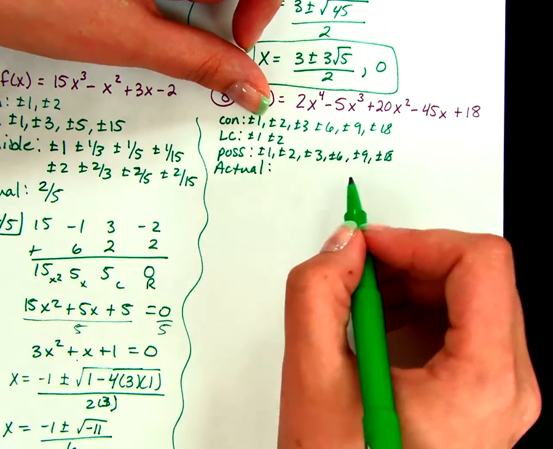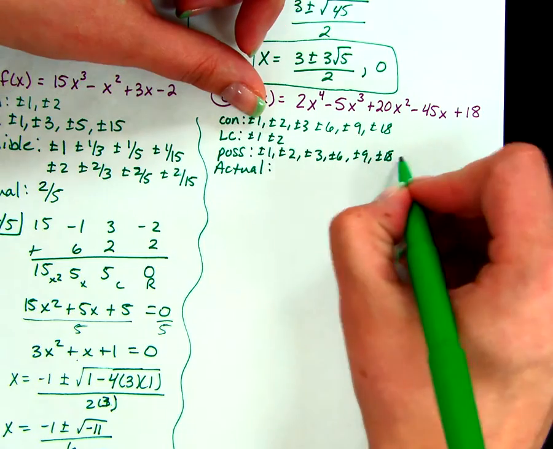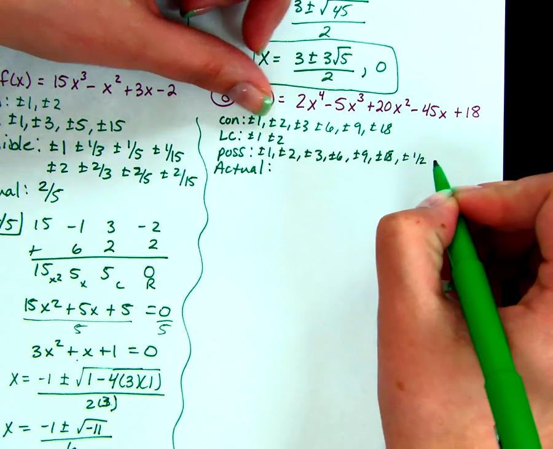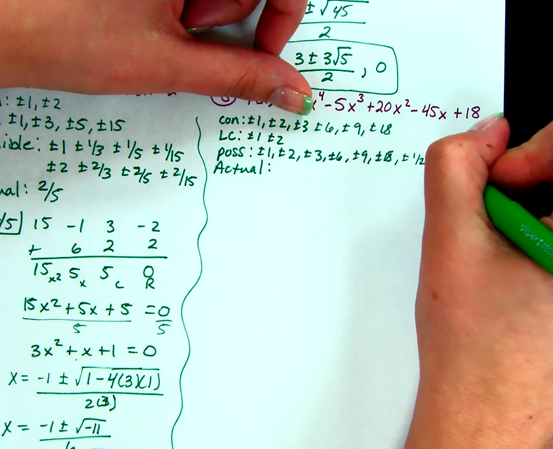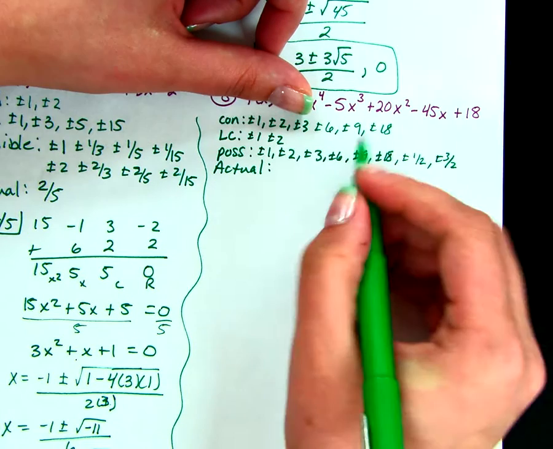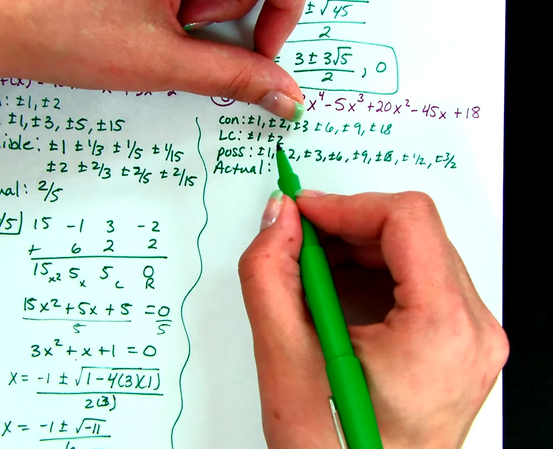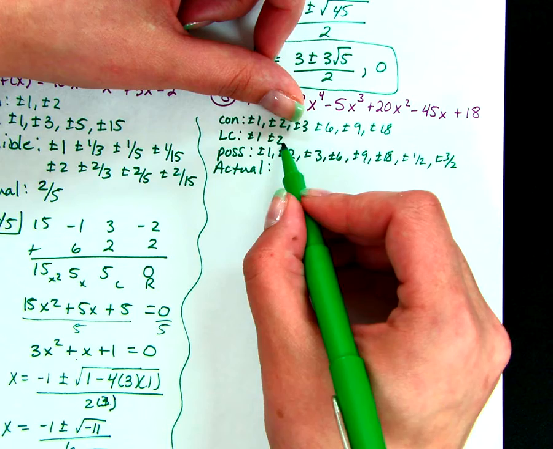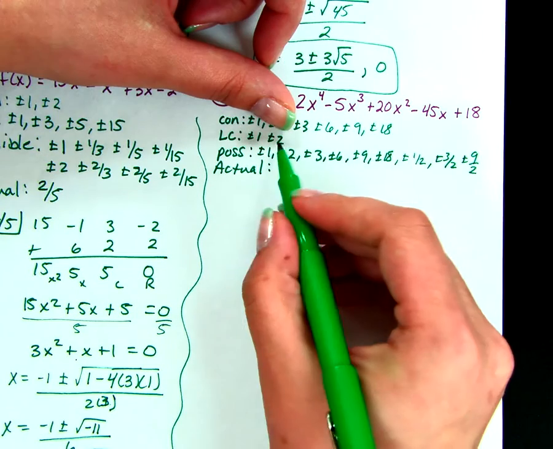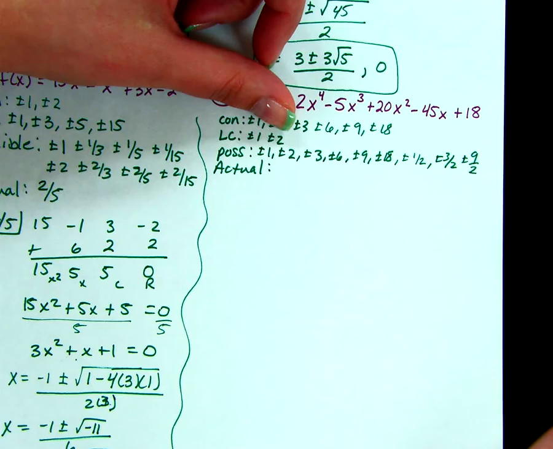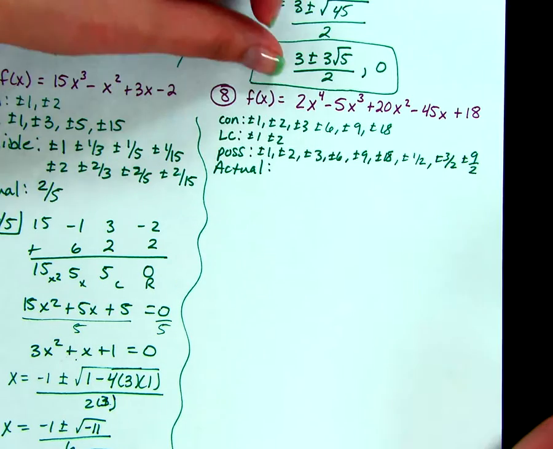And then now we're going to go back and divide by 2. So 1 divided by 2 is 1/2. 2 divided by 2 is 1, so we don't need to rewrite that. And then we will have 3/2. And then 6 over 2 is 3, so we don't need to worry about writing that. And then we'll have 9/2. And then 18 divided by 2 is 9, so we don't need to write that one either.